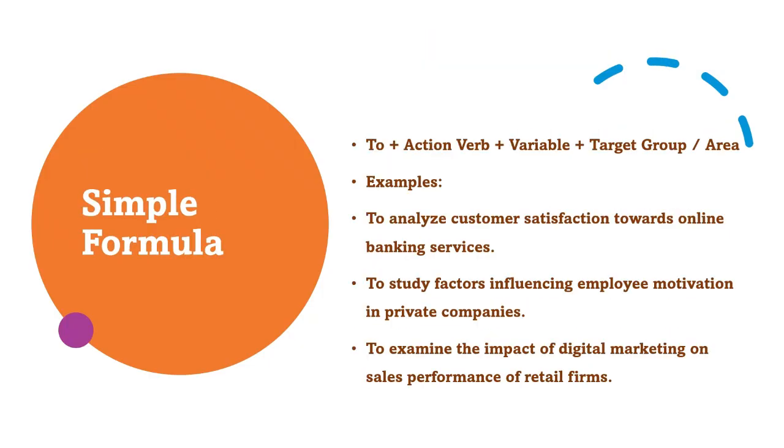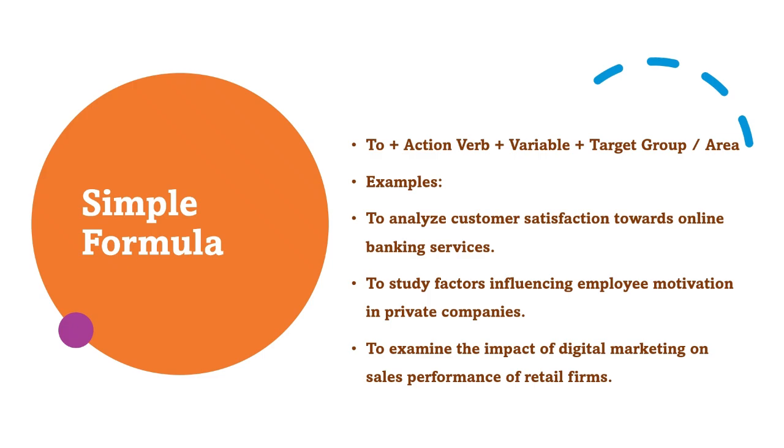In short, you can use this simple formula: 2 plus action verb plus variable plus target group or area. Using this formula, I have given the examples. To analyze customer satisfaction towards online banking services. So 2 plus action verb is analyze, variable is customer satisfaction, target group or area is online banking services.